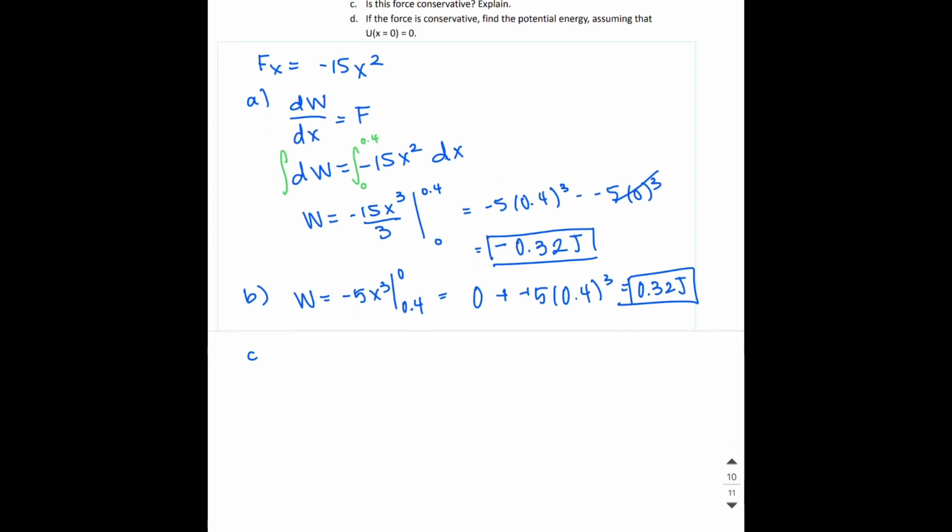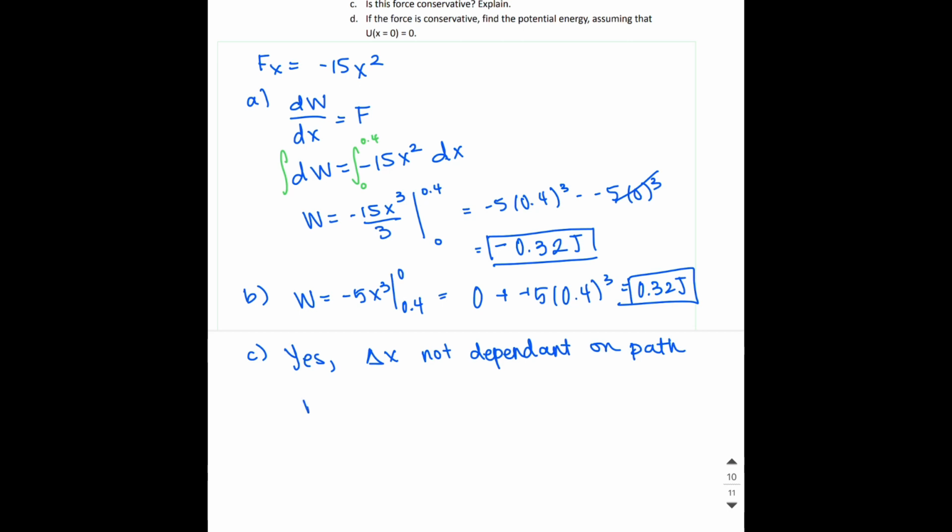Part C asks, is this force conservative, and explain? Well, the answer is yes. And the reason why is because if I'm going from 0 to 0.4, the change in x is not dependent on path. Probably spelled dependent wrong there, but we're going to move on to focus on the physics. So it's not dependent on the path, and also the fact that whether I move from 0 to 0.4 or from 0.4 to 0, they're equal in magnitude.